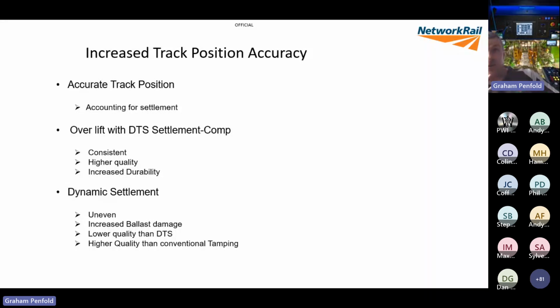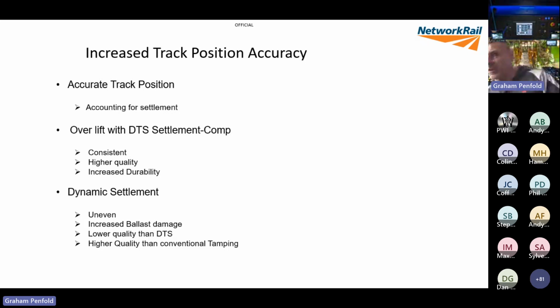So this is just a summary. Accurate, so it accounts for settlement. If you're using overlift with DTS settlement compensation, it's consistent, it's of a higher quality, and it's increased durability purely because you've DTS'd and you've settled the track. However, you can still use it without DTS, so you'll have dynamic settlement.